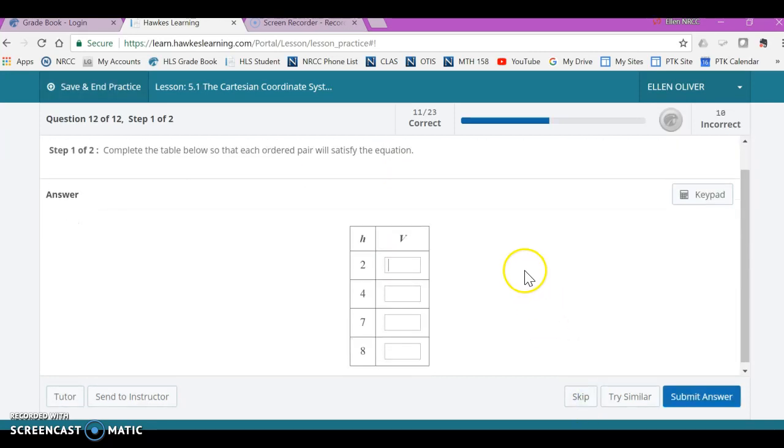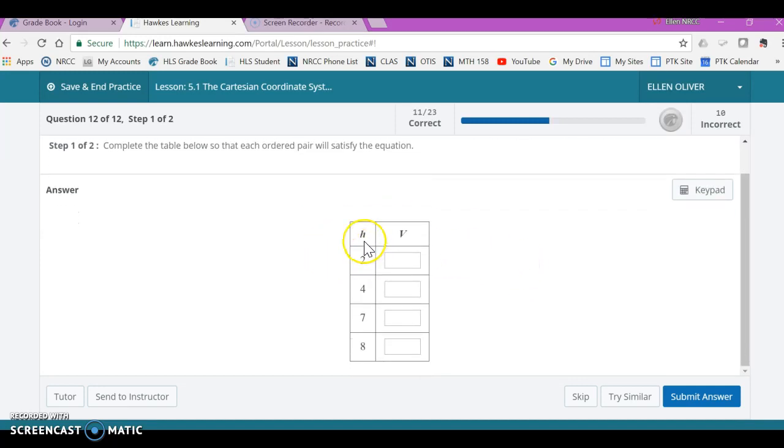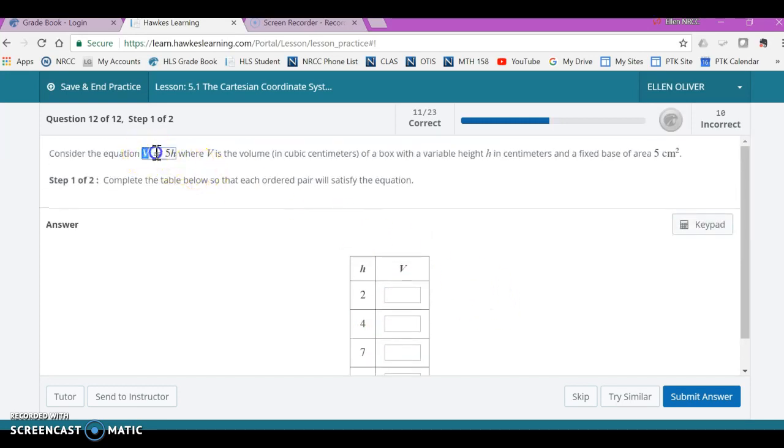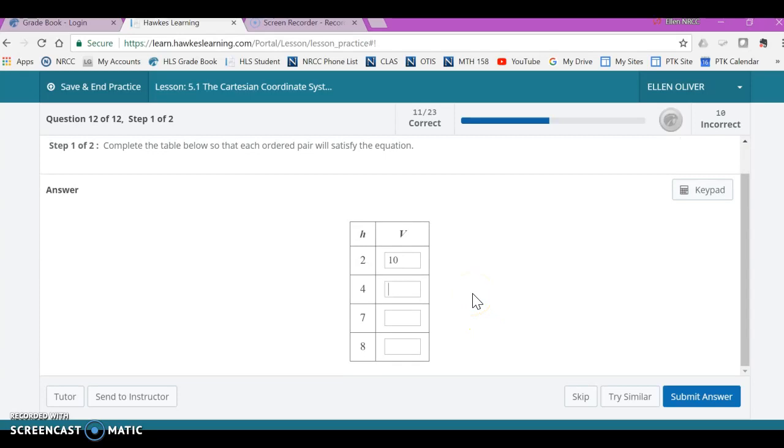Skip it. And here is slightly different, but the first variable here is h instead of x, and the second variable is v for volume instead of y. You're just going to plug in 2 for h, solve for v. 4 for h, solve for v into this equation here. So v equals 5h. So 5 times 2, that'll be 10. 5 times 4. 7 times 5. And 8 times 5.